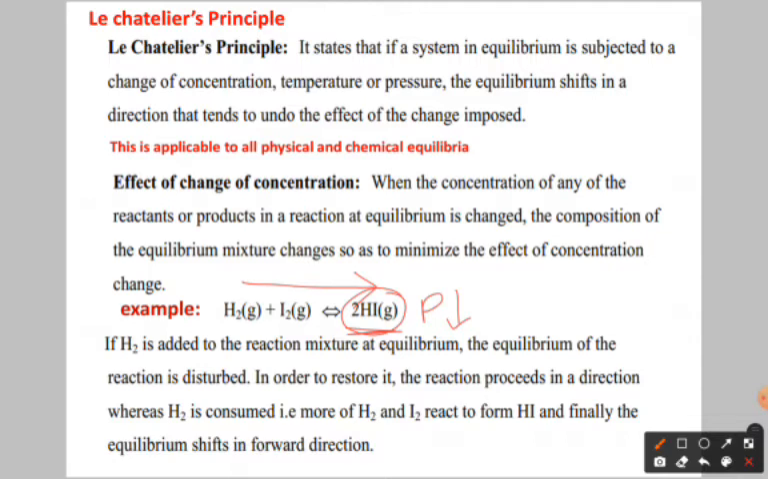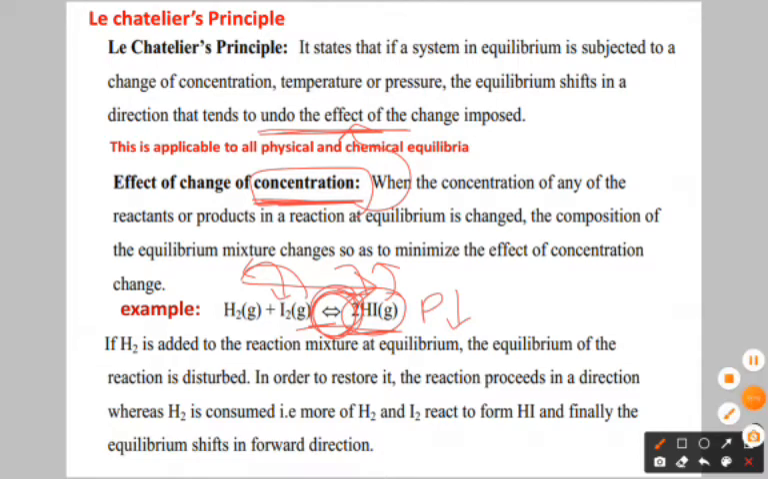Okay, this is the effect of concentration. Once you add or remove a reactant or product, after some time the equilibrium is going to be established. That is called undoing the effect. You change some concentration, and after some time the effect will be undone. This is the first factor we discussed. Next, let us go for the next factor.